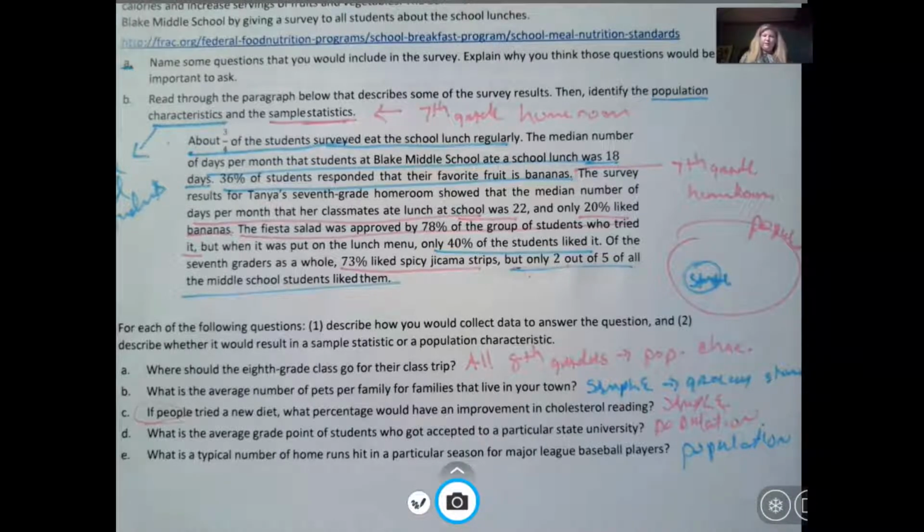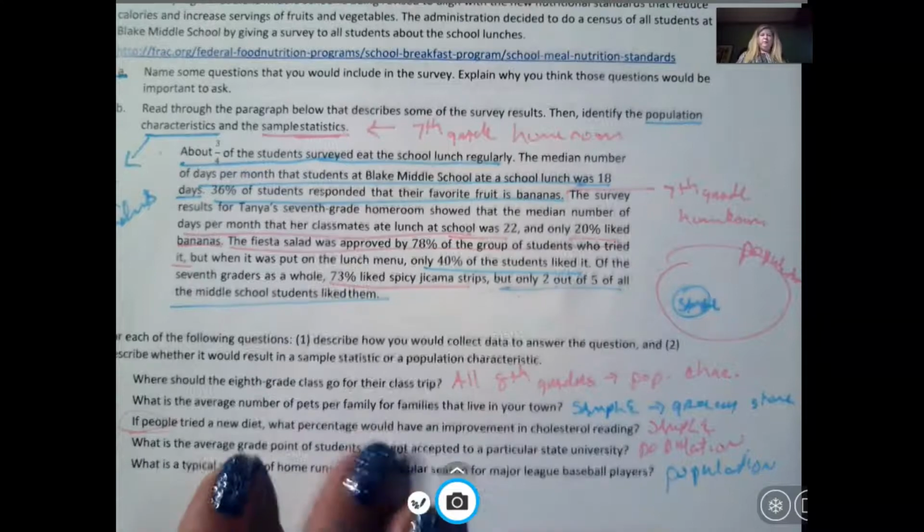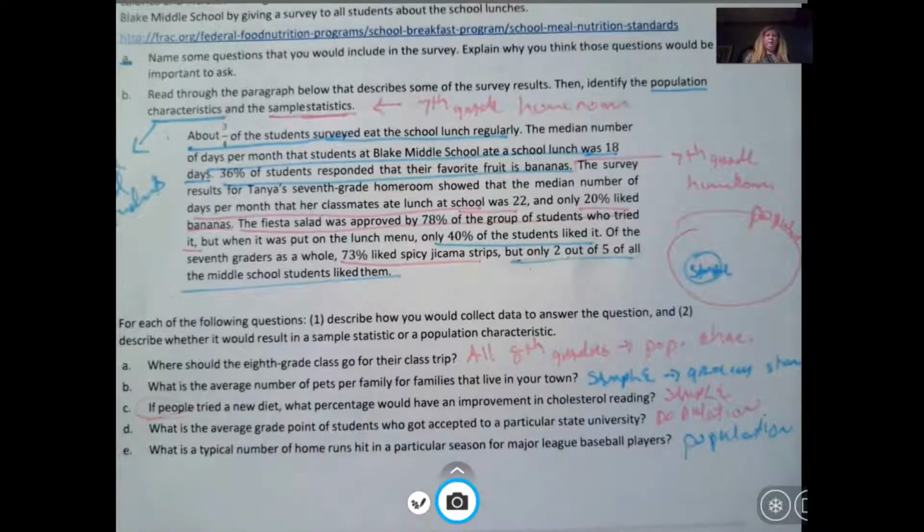Okay, if people tried a new diet, what percent would have an improvement in cholesterol reading? So if our population is all of the people, we're not going to test all the people and do a cholesterol reading for all of them. Instead, we would do a sample, and I was thinking maybe we could even just sample people in a particular health clinic or particular doctor's office.